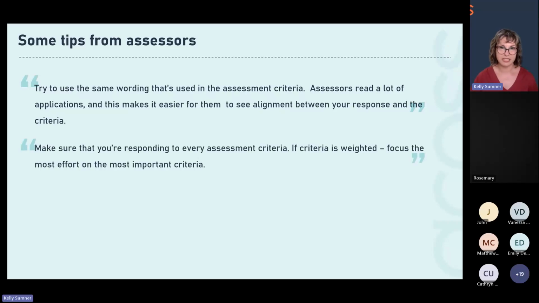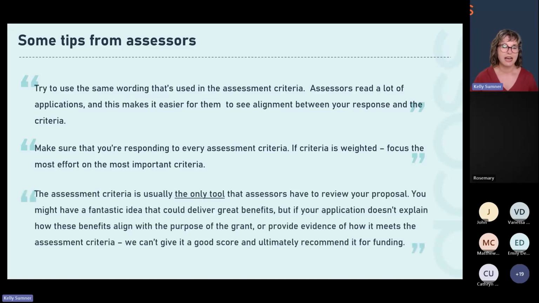Make sure you're responding to every point and every part, as we just talked about. But this is the one I really want to highlight from this slide. The assessment criteria is usually the only tool that assessors have to review your proposal. And why this matters is because it goes to the heart of what we're going to talk about shortly, about being clear and comprehensive in writing your responses.